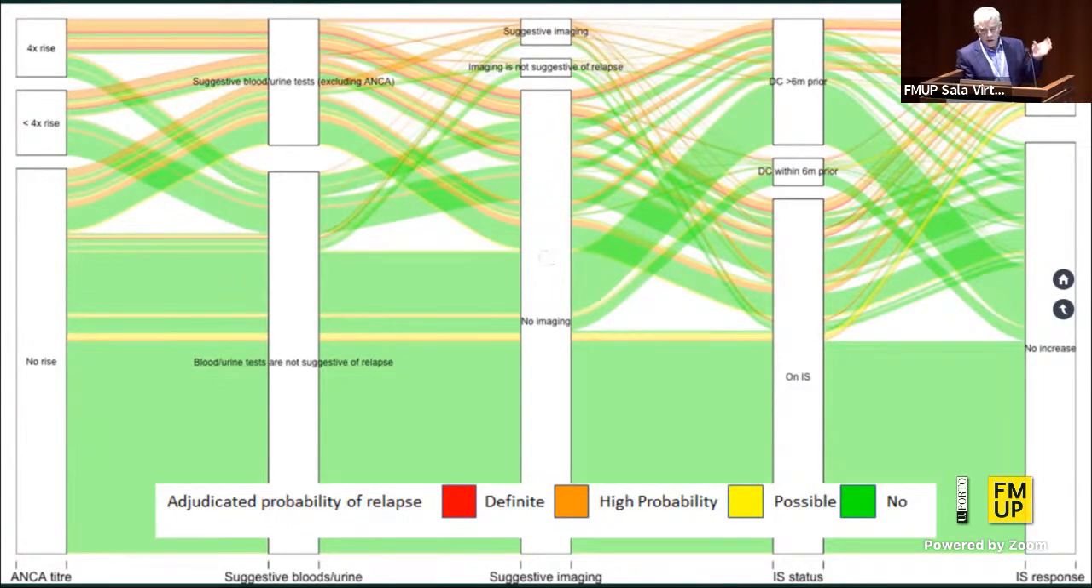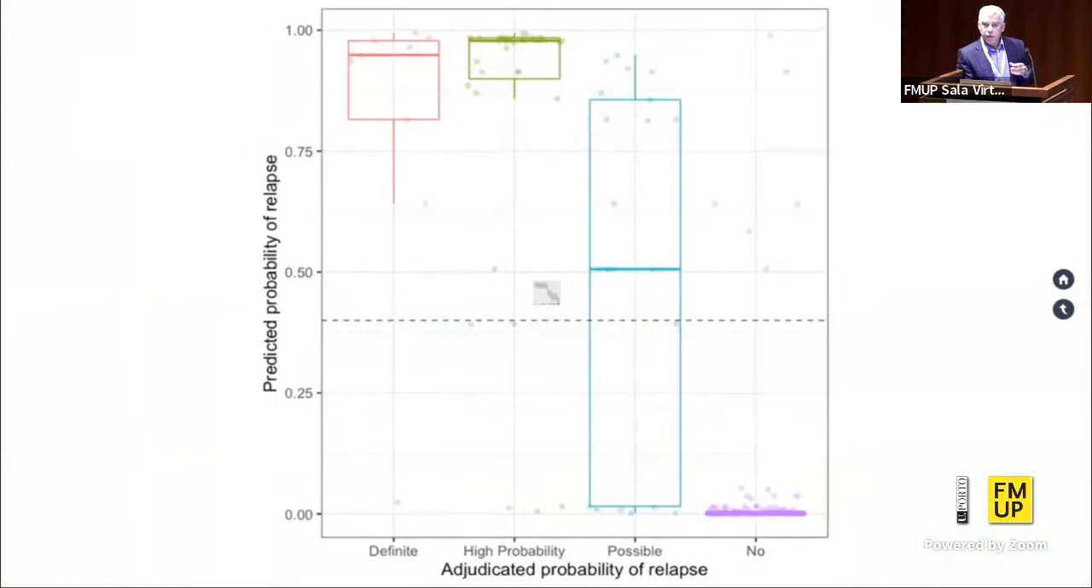And she has linked all these together and developed a model that tries to attribute the presence of a relapse or not. When she uses this model and compares it to the adjudicated probability, she gets very good separation and very good accuracy in terms of identification of these relapse events.